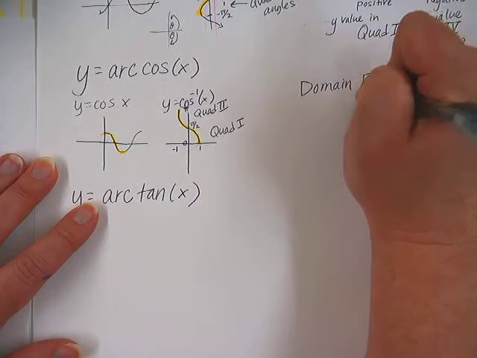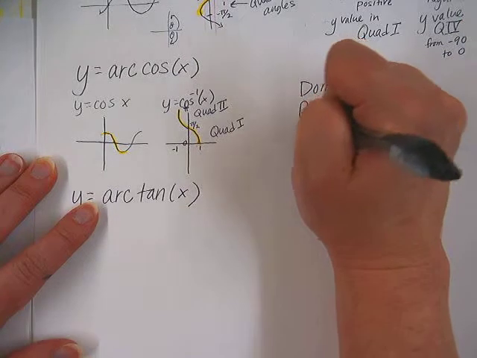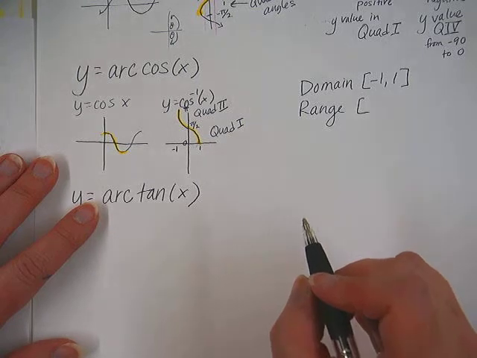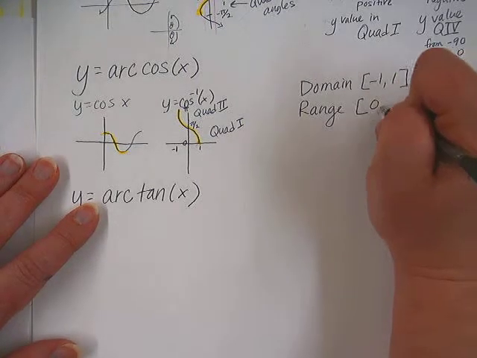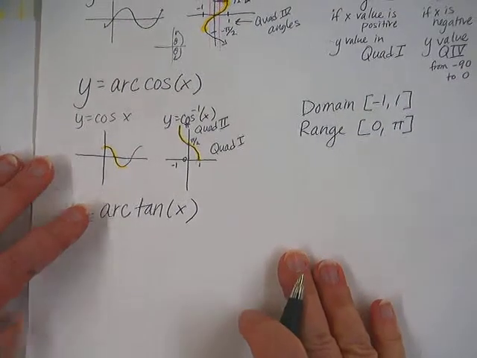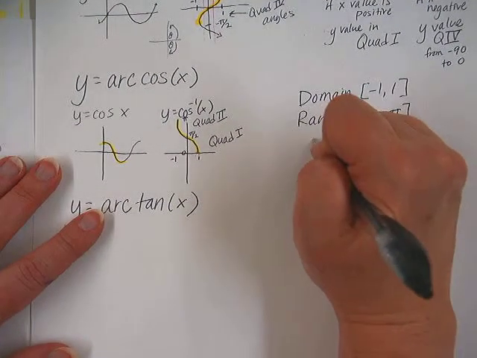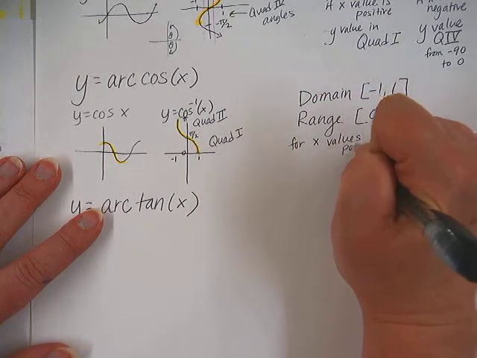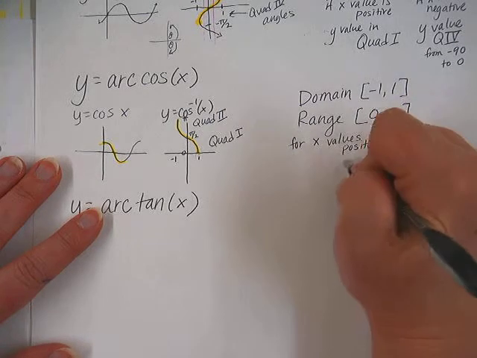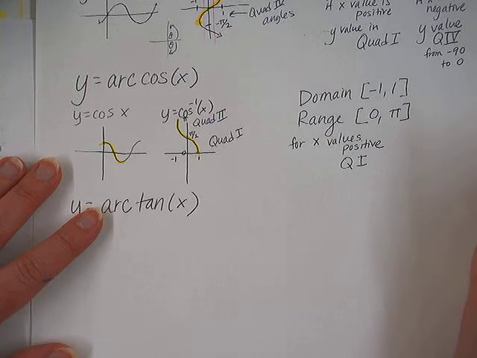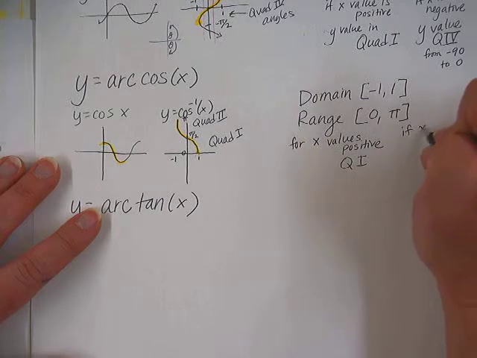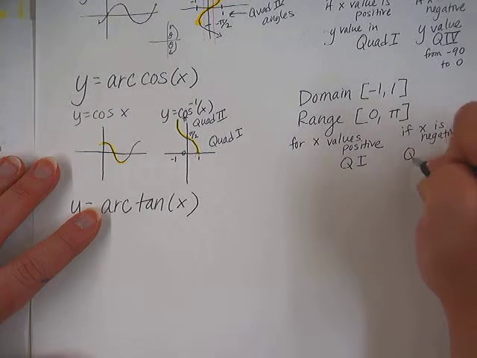Domain will be the same from -1 to 1. Range, though, we're using a different piece of the graph. So instead of it being from negative pi halves to pi halves like it was for sine, we're actually going to go from 0 to pi. So what that means is for x values that are positive, we're going to have an answer in quadrant 1 again. So that's easy. Quadrant 1 is always for the positive x values. We get our positive y values. But this time, if x is negative, we actually get a positive y value in quadrant 2.